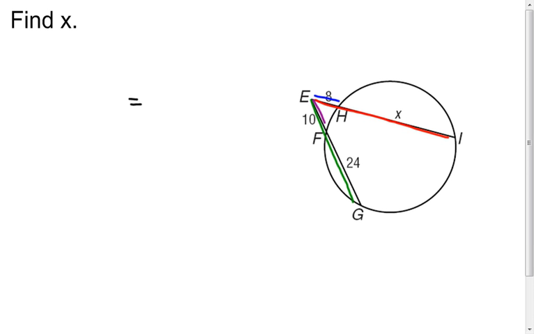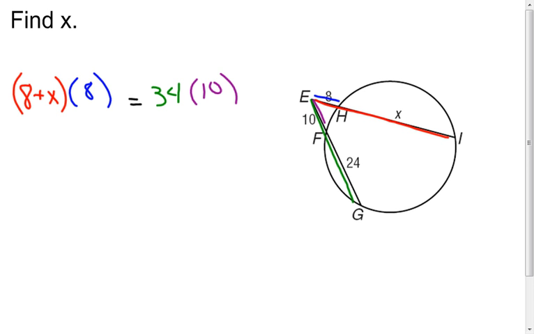If I look at the red, the whole red piece is going to be 8 plus x long. Multiply that by the outside part, which is 8. And then if I take the whole other secant, which is 10 plus 24, so 34, and multiply that by the outside part, which is 10, I have an equation that I can now solve. Just a matter of going through and doing it.